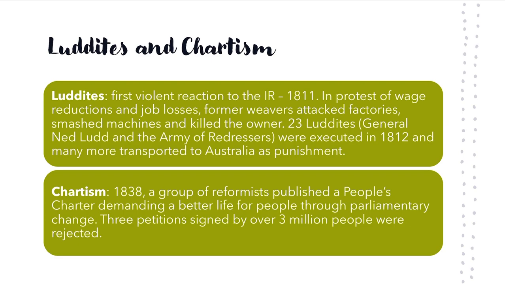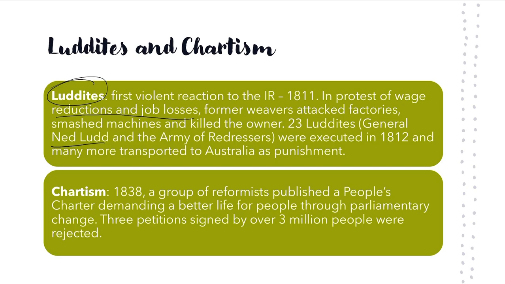So this group called the Luddites, led by this guy called Ned Ludd, actually went around and attacked factories, smashed machines, and killed the owners of factories because of the wage reductions and job losses that were going on. So the Luddites were these people who were fiercely resistant to the change going on in the Industrial Revolution, and as a result, they were punished accordingly for that.